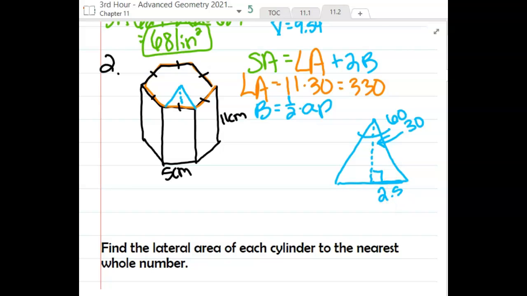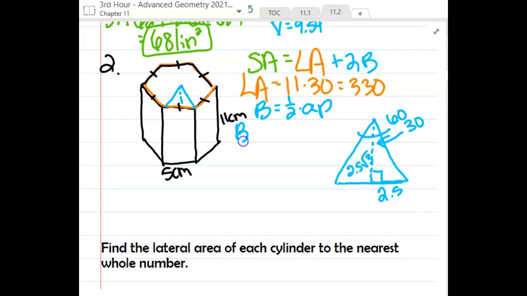Now what I need to find is the apothem. Now this time I have a 30, 60, 90 triangle, so I can use the properties of these special right triangles. The 30-degree angle is right here. Luckily, that's my S, which is awesome, because how do you find the longer leg? Multiply by the square root of 3. So that height is going to be 2.5 square roots of 3. My apothem is going to be 2.5 square roots of 3.